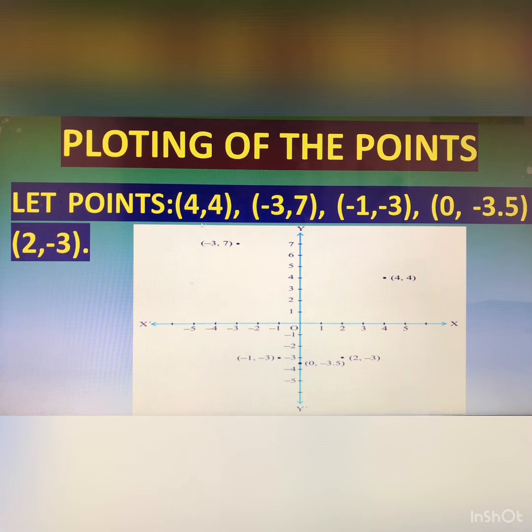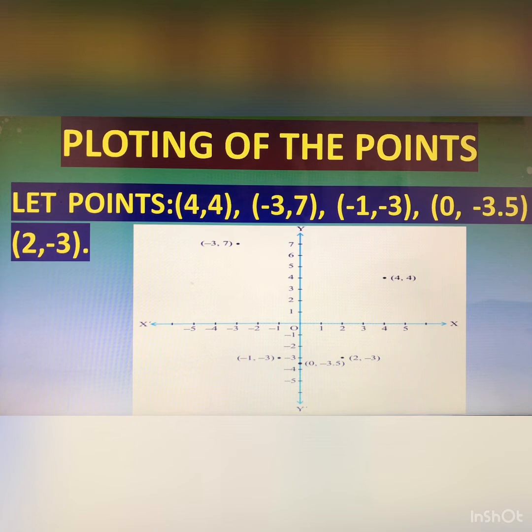The first point is 4 comma 4, which means both are positive. So you come to 4 units on the x-axis, and the ordinate is also 4 units. Go in front of 4 on both axes and you will get this point, 4 comma 4. The next one is minus 3 comma 7, which means this point will lie in the second quadrant.